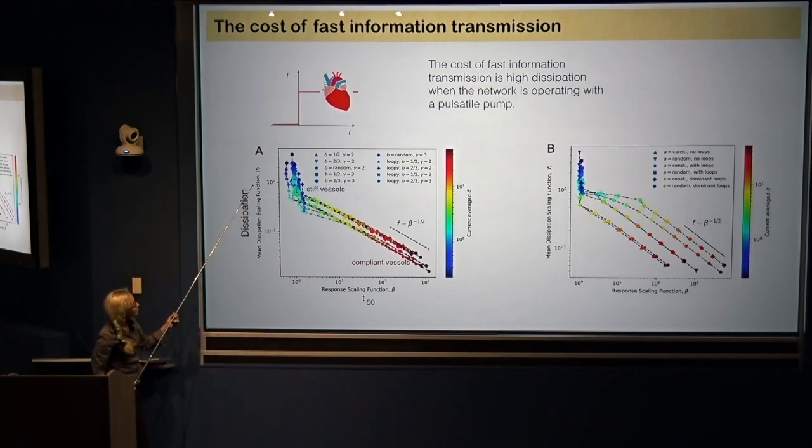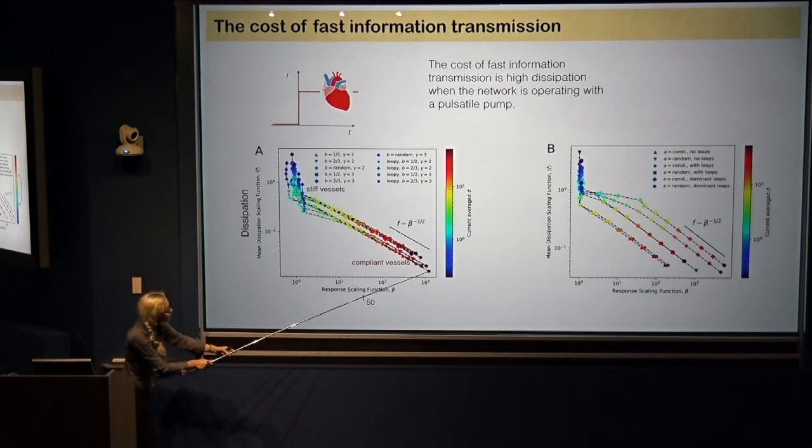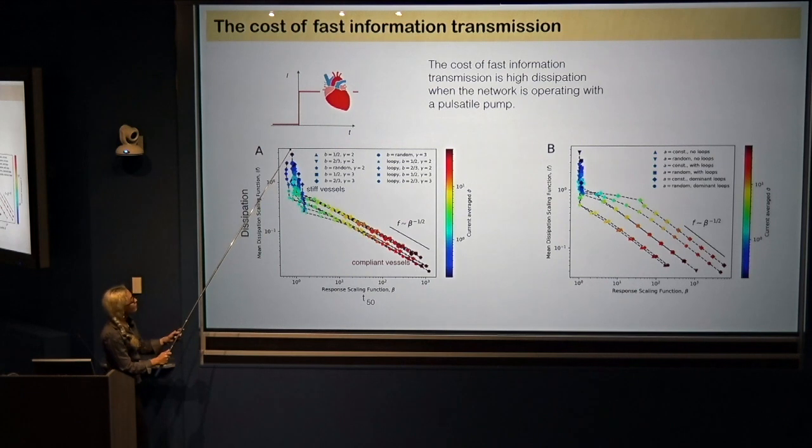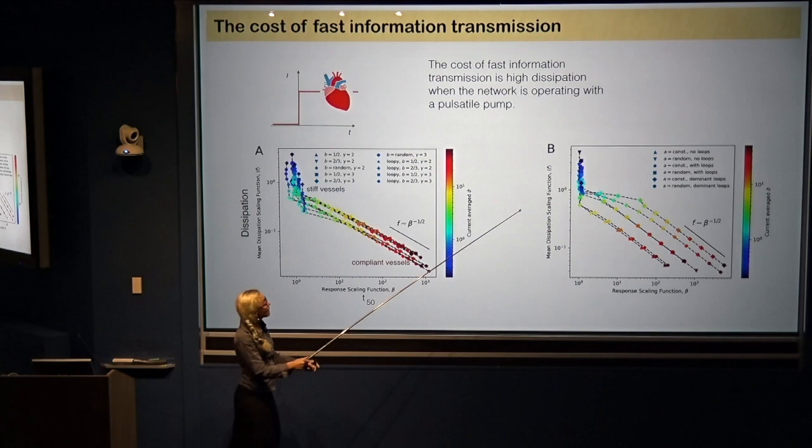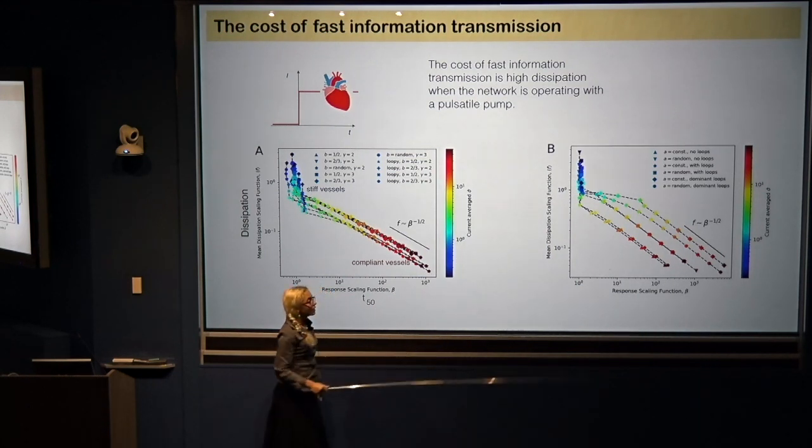Right? And this is dissipation versus this response scaling time, how fast you adapt. So here you have low dissipation, but it takes you a very long time to respond. Right up here, it takes you very little time to respond. You're very stiff. It takes you very little time to respond, but it's very high dissipation. And again, this trend, this trade-off, is very robust for many different networks.